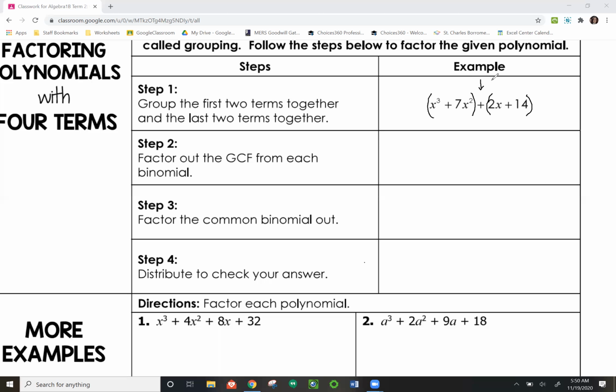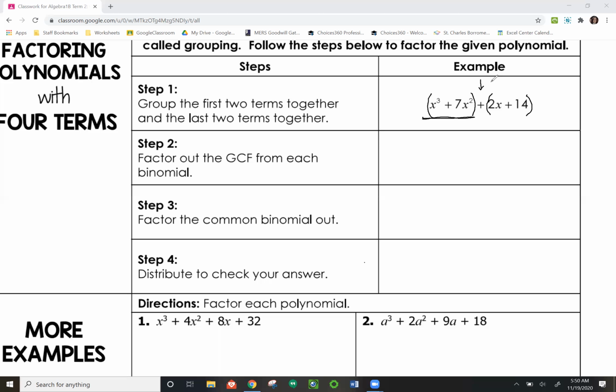Next, what we want to do is factor the greatest common factor from each binomial. At this point, we're going to look just at the first two terms.